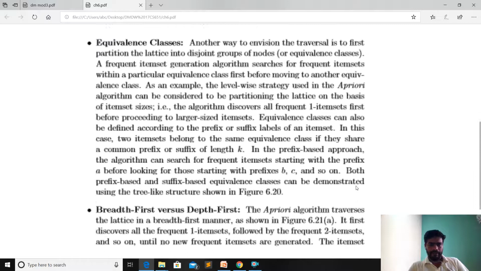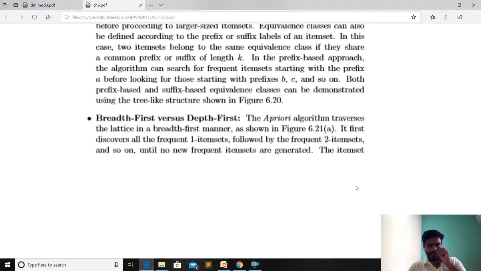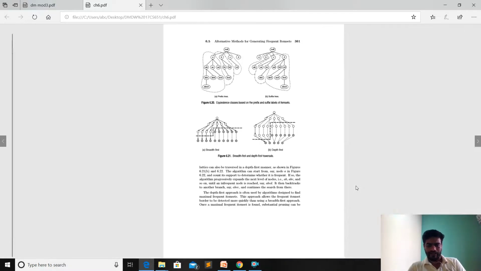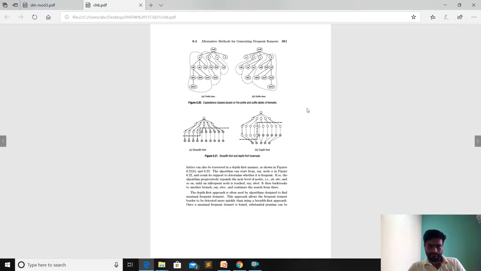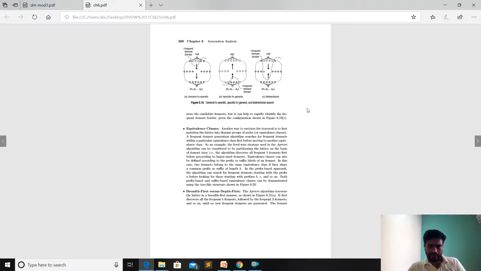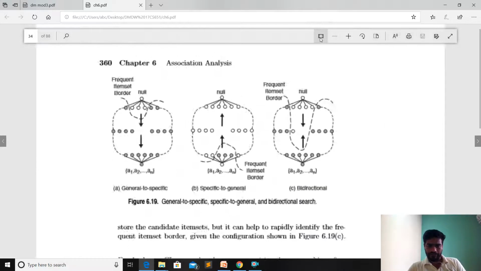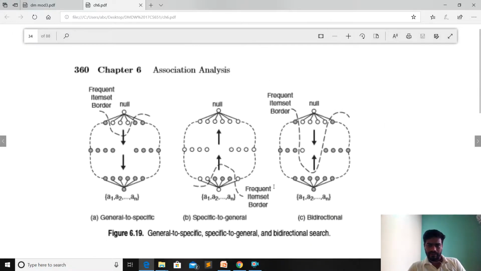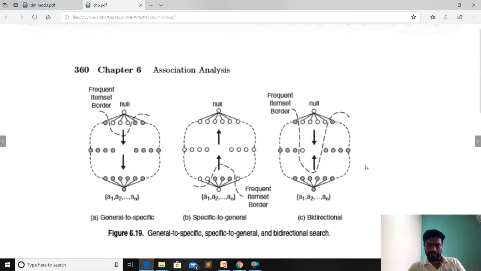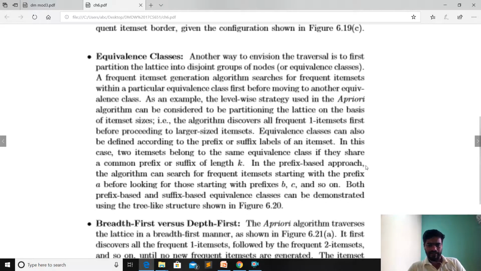So the next method is breadth first versus depth first. The Apriori algorithm traverses the lattice in a breadth first manner as well as in a depth first manner. How is it? Or one more method is equivalence class. So before going to the breadth versus depth analysis, we will go to equivalence class. So what is?